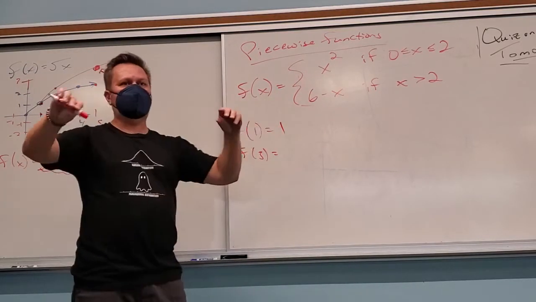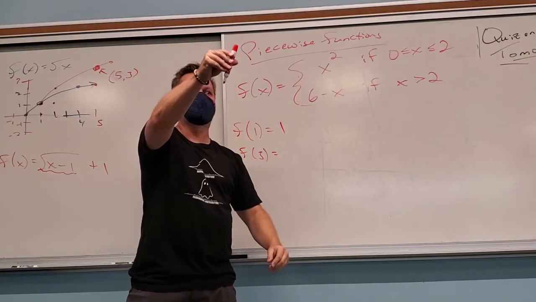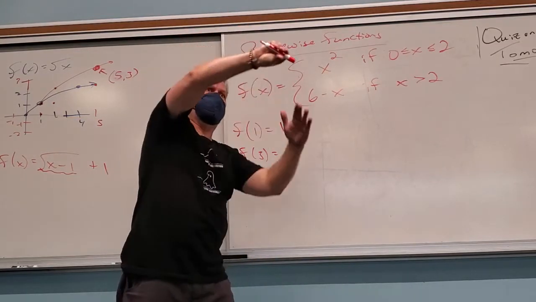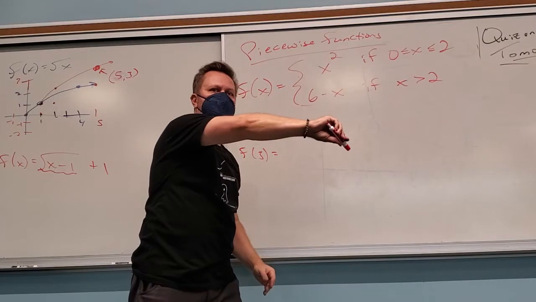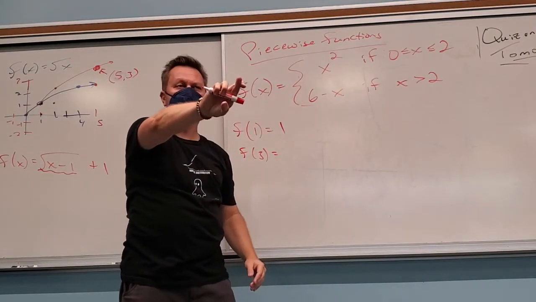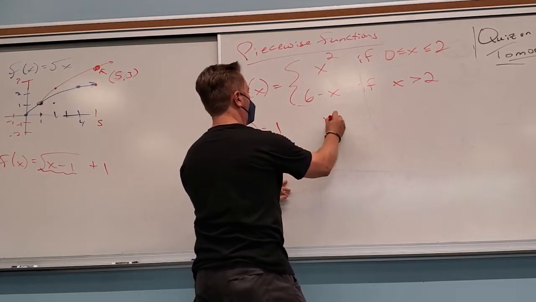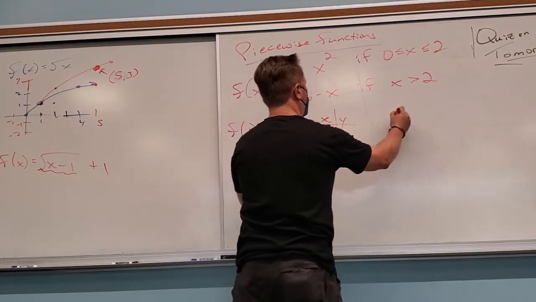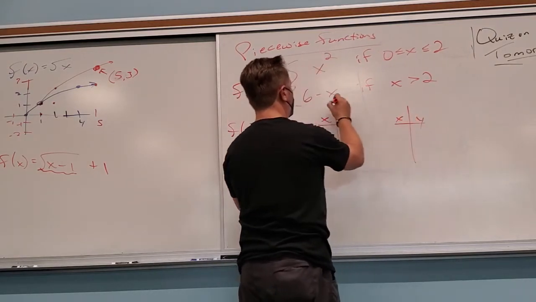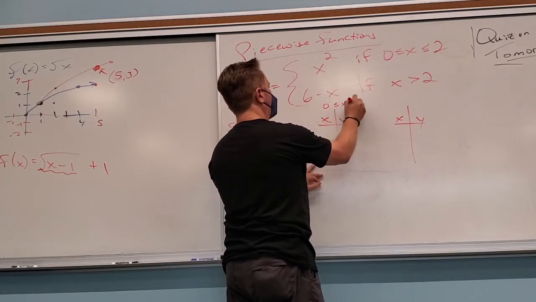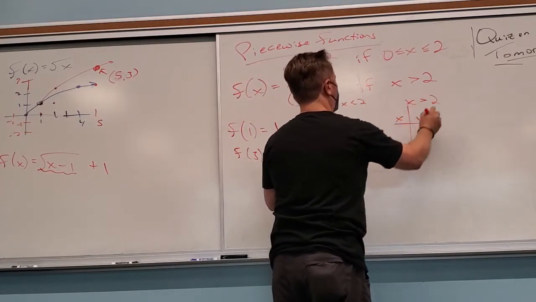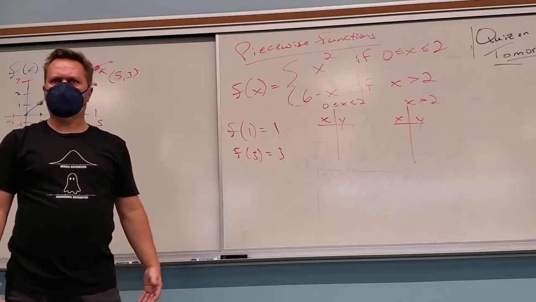So after 1 second, I'm still in my parabolic arch, right? After 3 seconds, I've already been hit, and I'm coming back down. Maybe? So, to graph this, I make XY tables. I do one for x between 0 and 2, and I do one for x greater than 2. Kind of makes sense.